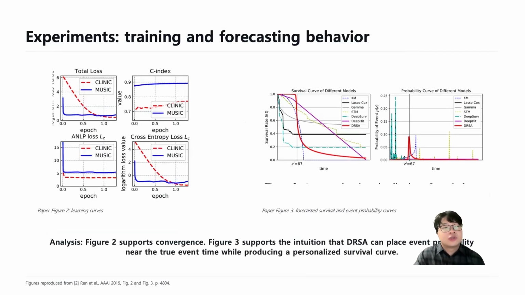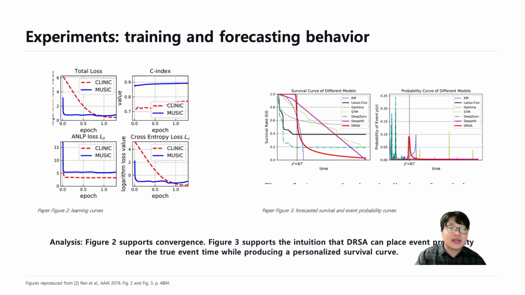The slide shows Figure 2 and Figure 3 from the paper. Figure 2 shows the learning curve. These curves support that there is convergence during training. Figure 3 shows forecast survival and event probability curves. This is important because DRSA does not only produce one predicted event time, instead it produces a survival curve and an event probability distribution over time.